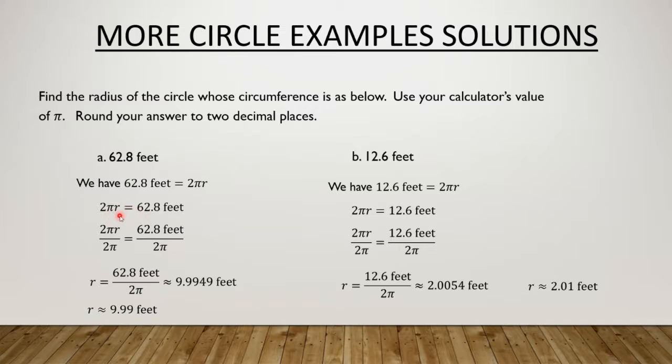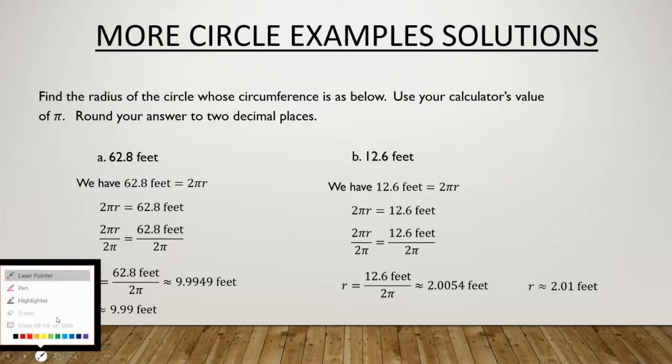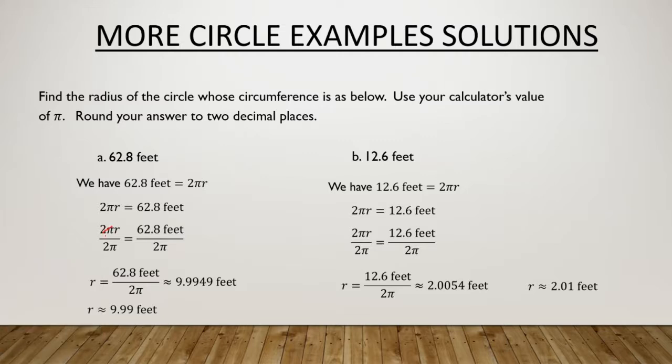So now it's just solving for r. So what do we do? We divide both sides by 2 pi, like so. And when we do that, these are going to cancel. We get 62.8 feet divided by 2 pi, and what's left on the left is r. So we get r equals 62.8 feet over 2 pi.